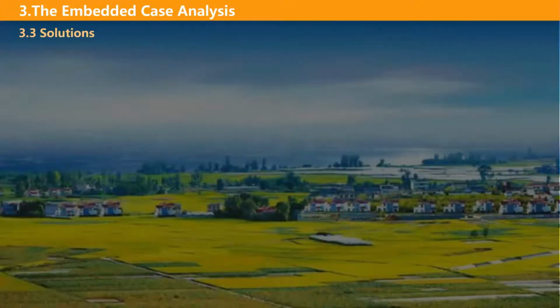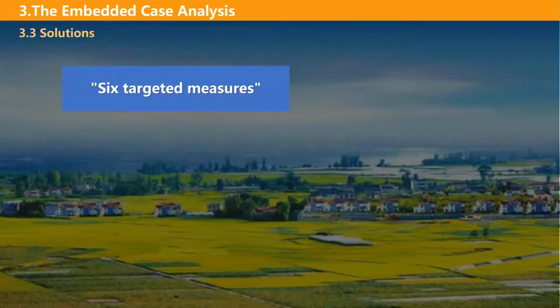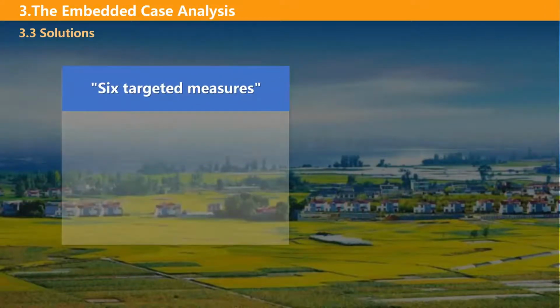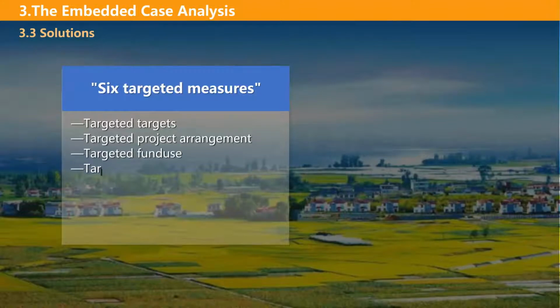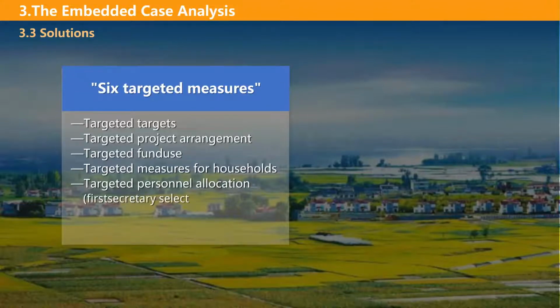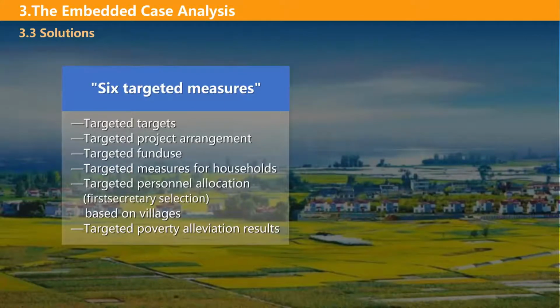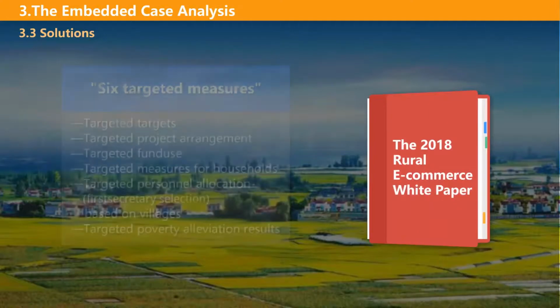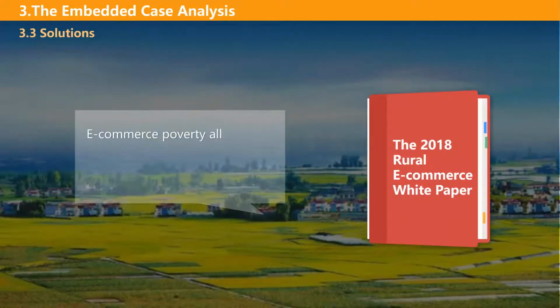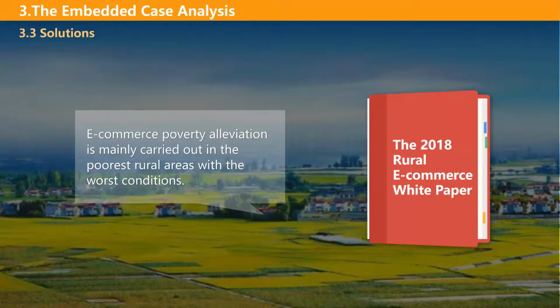3.3 Solutions. The Chinese central government has put forward the concept of 6 targeted measures for poverty alleviation, namely targeted targets, targeted project arrangements, targeted fund use, targeted measures for households, targeted personnel allocation, first secretary selection based on villages, and targeted poverty alleviation results. The 2018 Rural Income White Paper points out that poverty alleviation is mainly carried out in the poorest rural areas with the worst conditions. Poverty alleviation cannot be separated from government support and the power of public welfare.